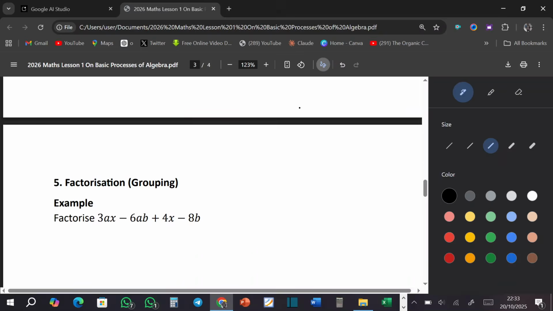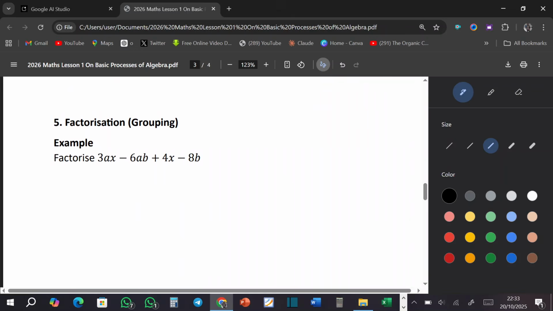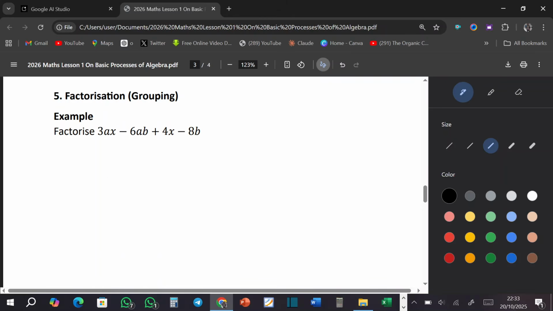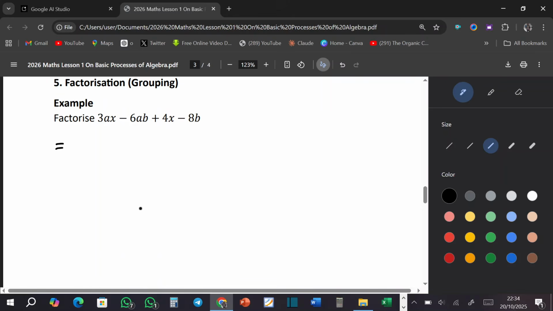Then we come to the next one, factorize by grouping. So in factorization, there's also factorization by grouping. So here is how you do it. You can of course recopy your question: 3ax minus 6ab plus 4x minus 8b. So factorizing by grouping means you put those terms in groups, especially if they're similar, put them in groups.